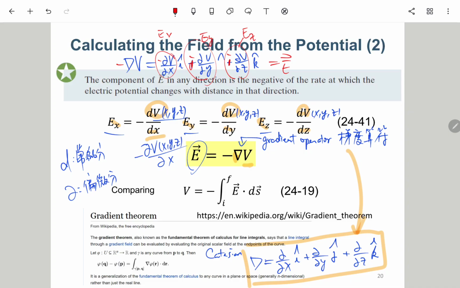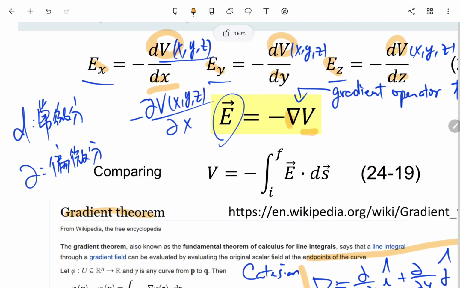So finally this turns out to be the vector E. So this is just a notation, just to let you know. We have this kind of gradient in the Cartesian coordinate. If it is in cylindrical coordinate or spherical coordinate, the expression will look strange. If you're interested, you can try to check out the gradient operator. But here we can slightly talk about the so-called gradient theorem.